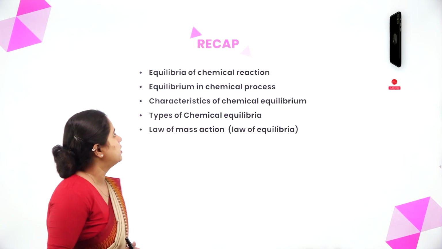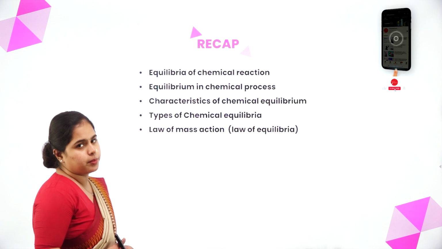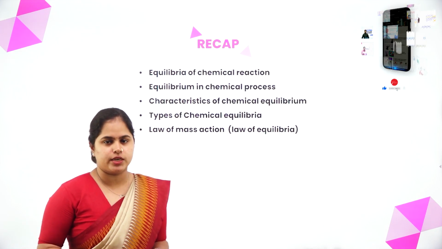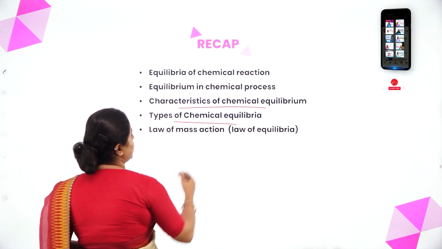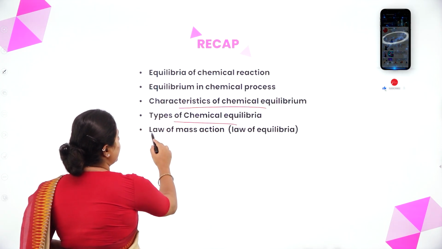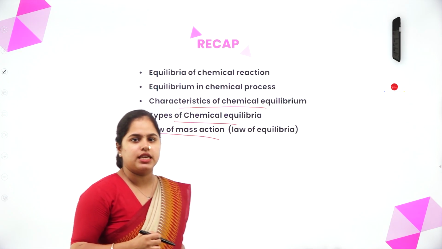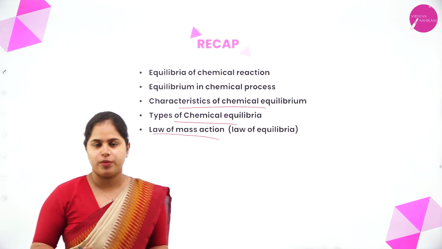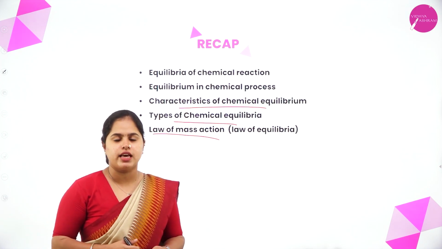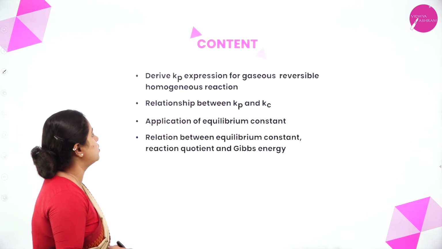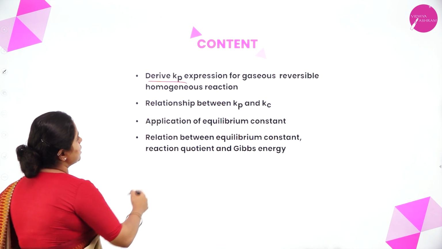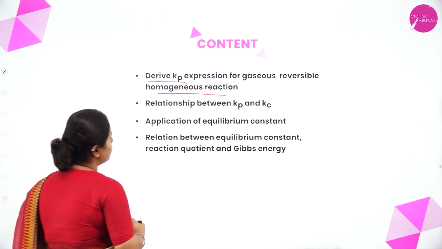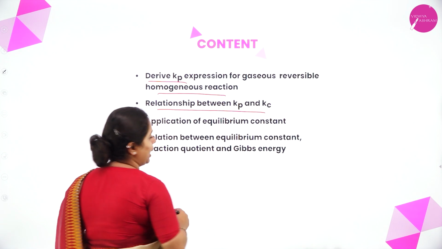So in the last session, we studied about equilibrium of chemical reactions, that is chemical equilibria, and then the characteristics of chemical equilibrium as well as different types of chemical equilibrium. And what is law of mass action, and a few examples and numericals based on that also we discussed in the last session. So in today's session, we are going to study about derivation of Kp expression for gaseous reversible homogeneous reaction and relationship between Kp and Kc.